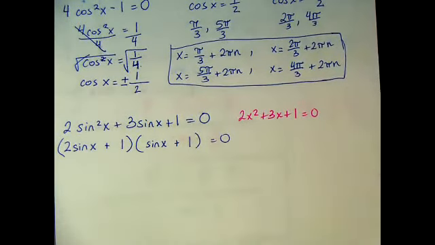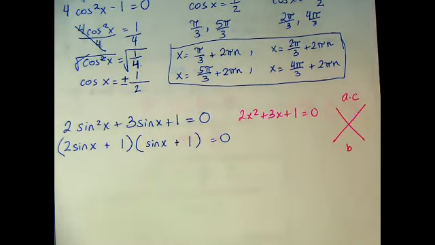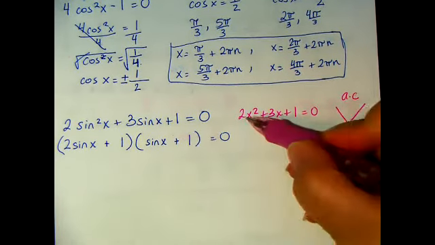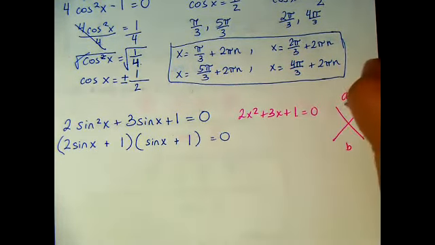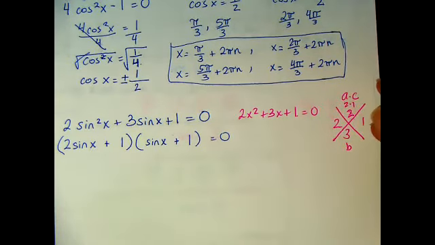But if you really wanted to, you could look at this with the x method, right? Remember that x method, you have a times c and then b down here. Our a times c, 2 times 1, is going to be our 2 here. And then our b is 3. So what factors of 2 multiply to get 2, but add to get 3? Well, that's just going to be 2 and 1, right? And so you would do the borrow method here, and then borrow and factor.